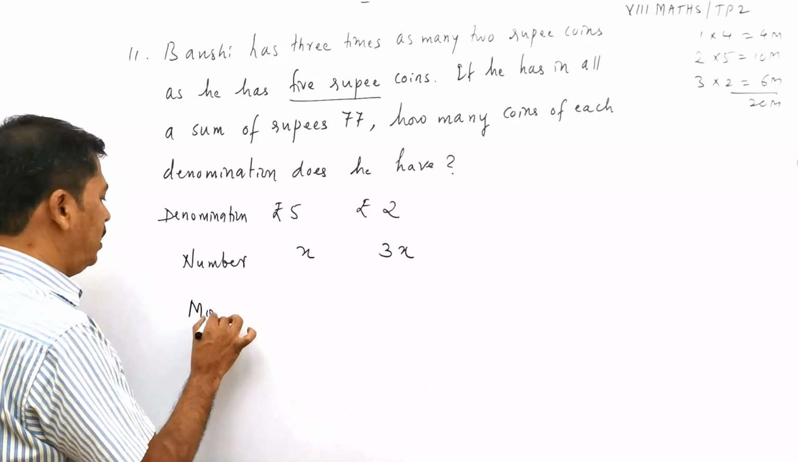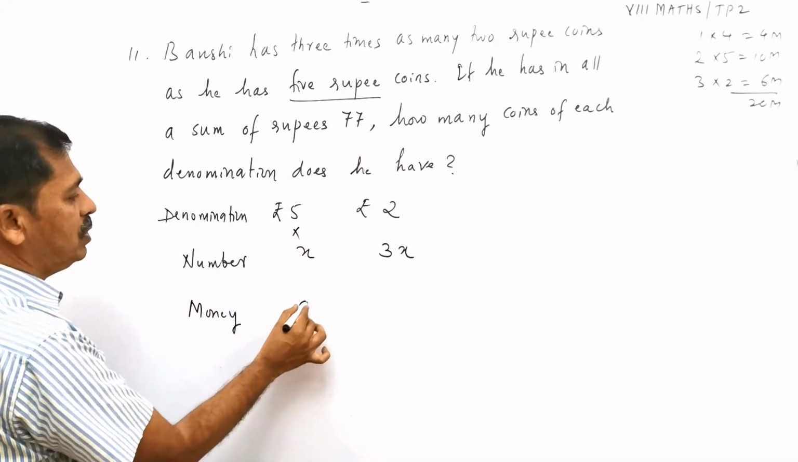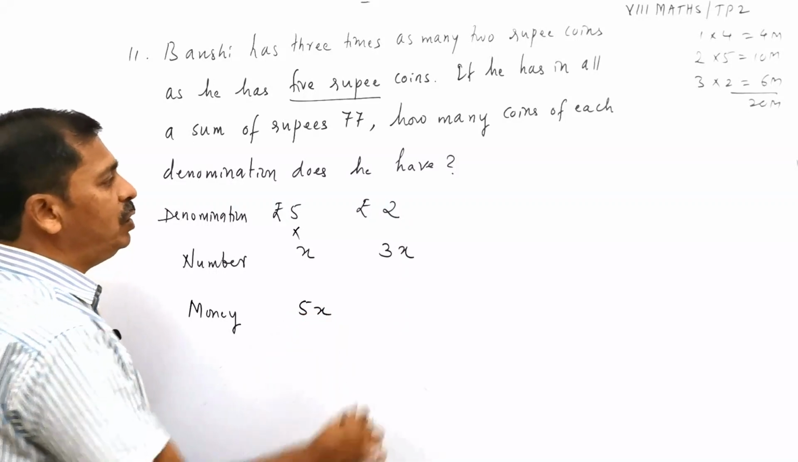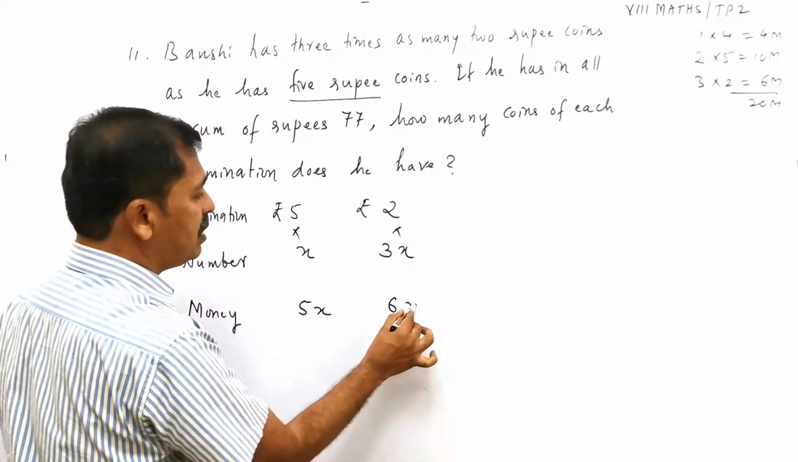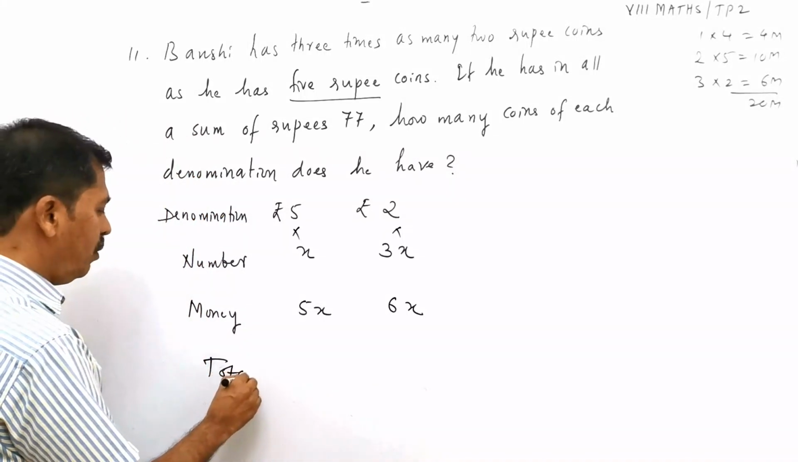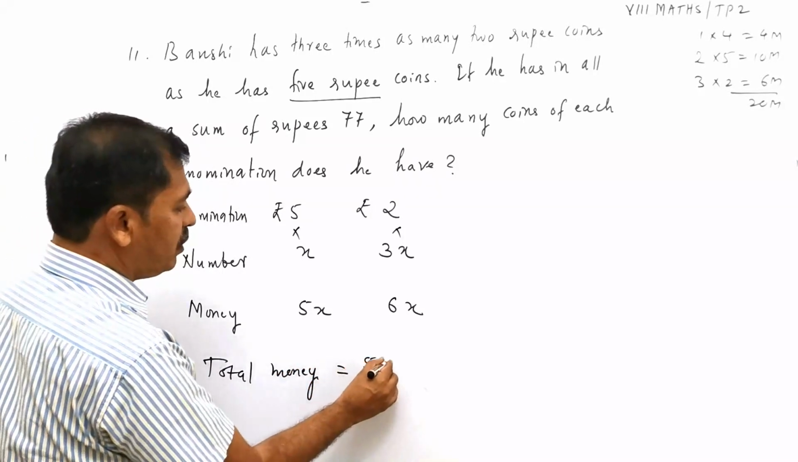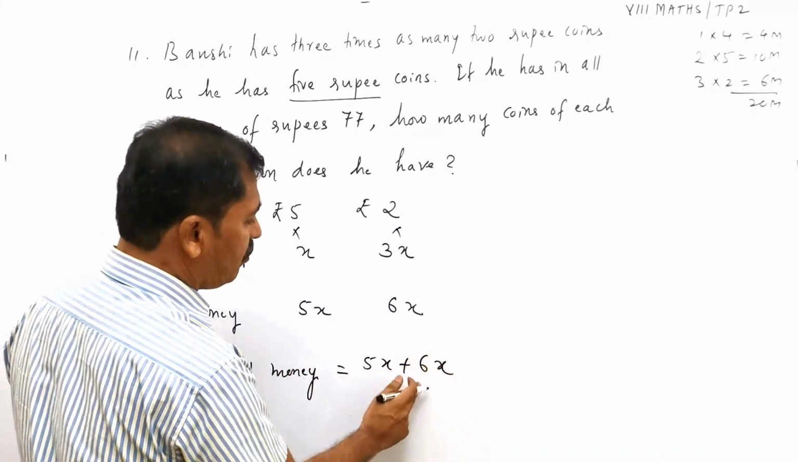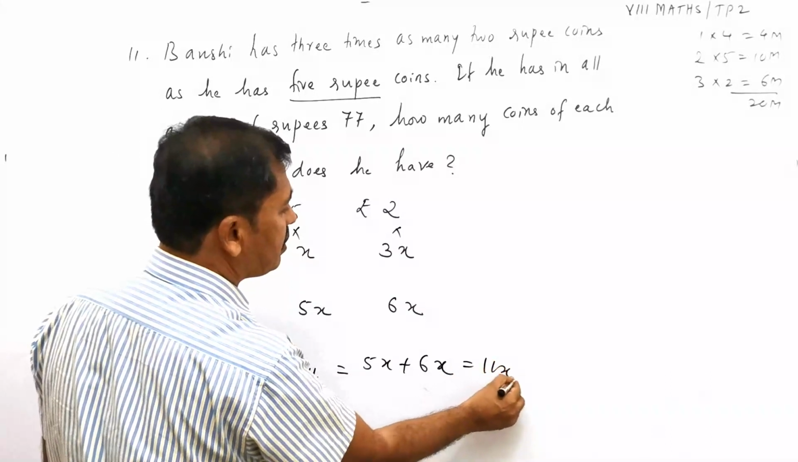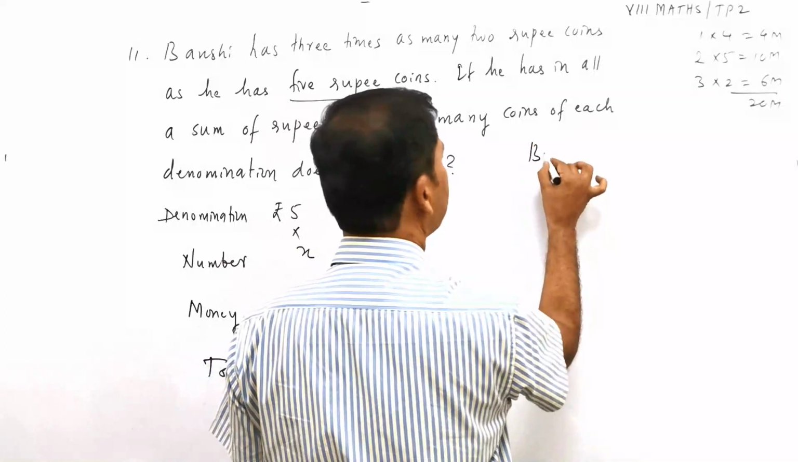Now what about money? Money due to 5 rupee coins is 5 into x, so this is 5x. Money due to 2 rupee coins is nothing but 6x. So what about total money? Total money is given by 5x plus 6x. 5 plus 6 is nothing but 11x.